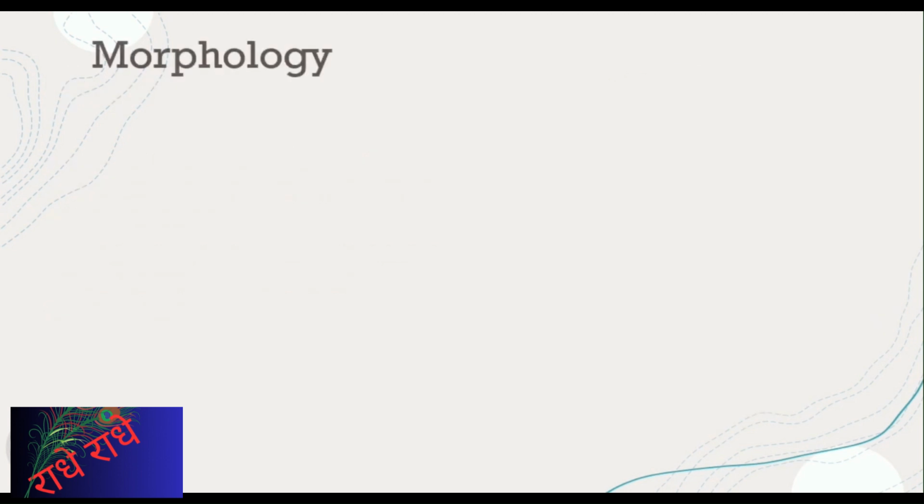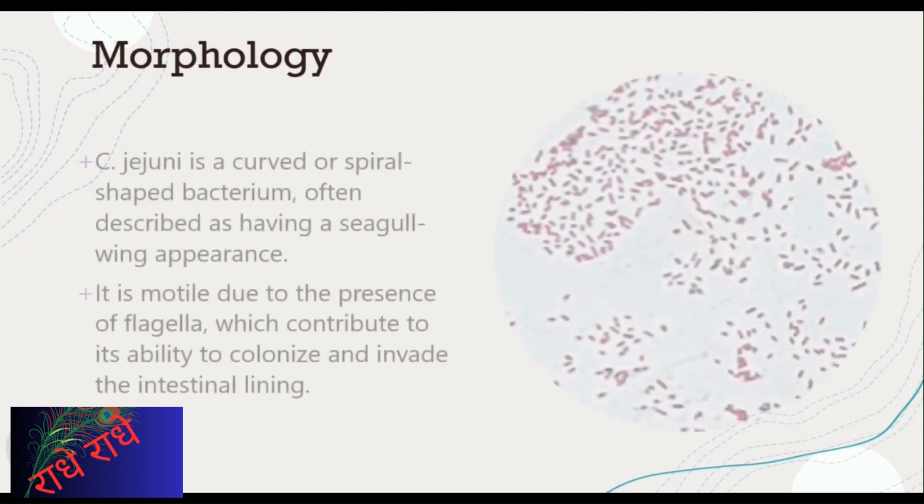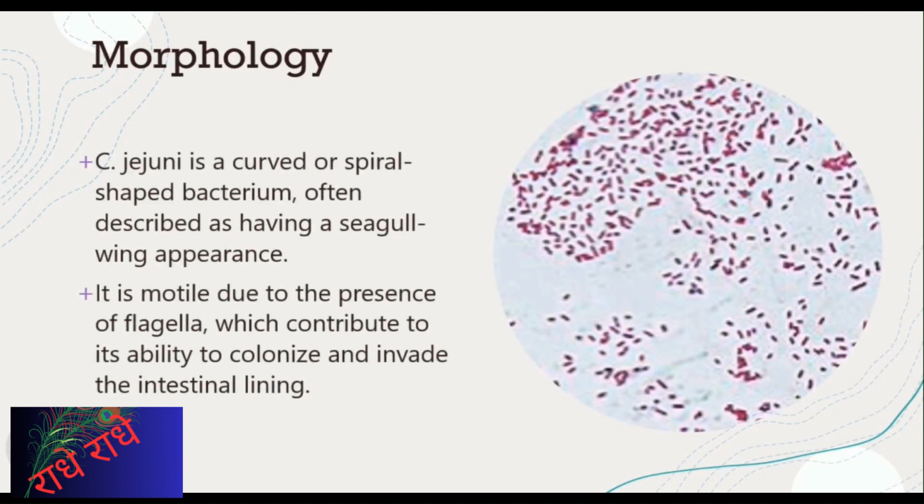C. jejuni is a curved or spiral-shaped bacterium with a unique wing-like appearance, allowing it to colonize and invade the intestinal lining. Its possession of flagella also enables it to move quickly and efficiently, making it a challenge to remove from the body. When it comes to protecting oneself from the transmission of C. jejuni, it is important to be aware of the necessary precautions.